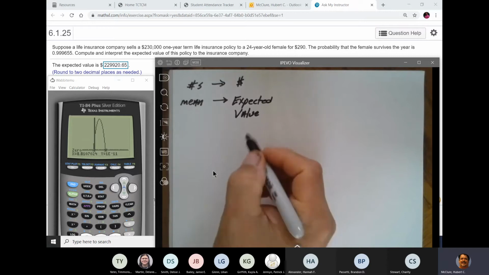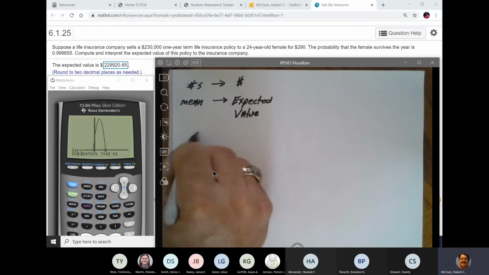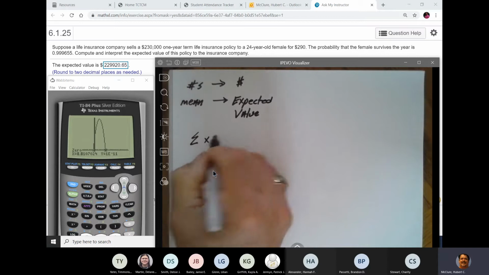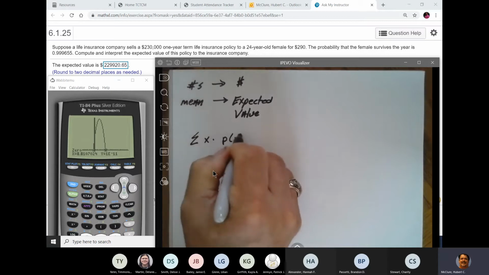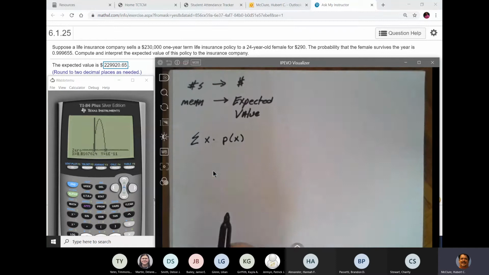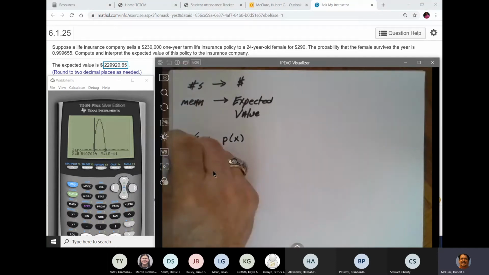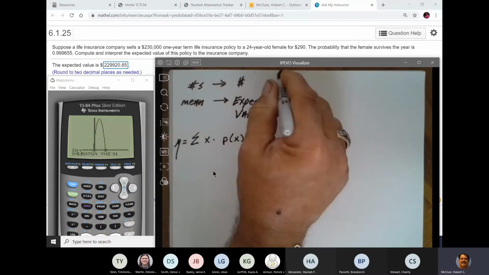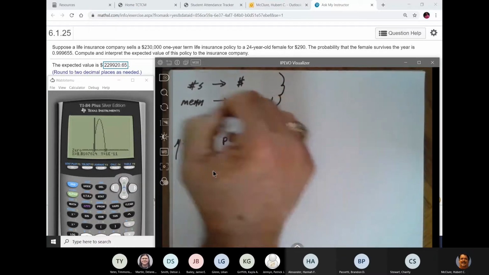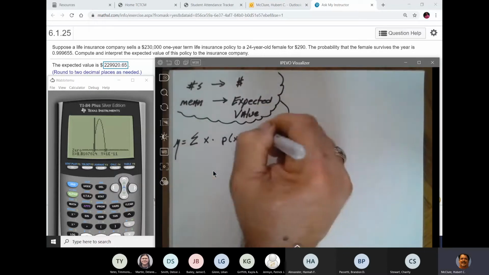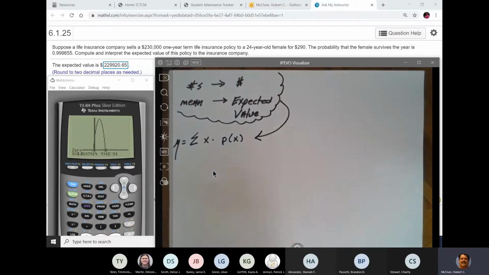Anyway, we know that the summation of x times p of x is the mean. So we're going to put a little mu symbol there. So whether the question has just events and probabilities and asks for a mean, or it's got money and gambling and then it asks for expected value, both of them are going to use that formula.